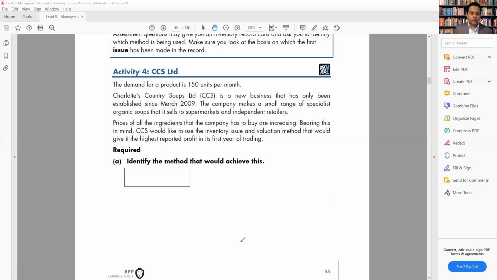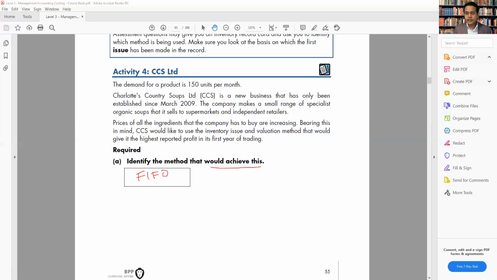So which method are you going to write here? Identify the method that would achieve this. Which method will give us the higher profit based on all the analysis we have done so far? Based on our analysis, we can see that if we use FIFO, that will give us the higher profit. All right, that's fine. So let's move on to the question.